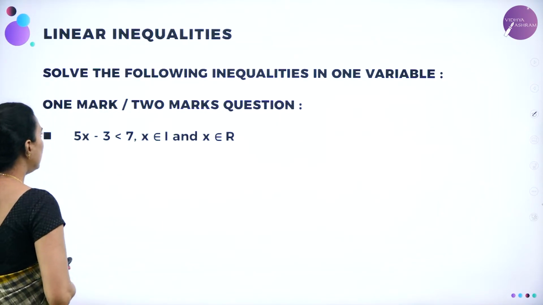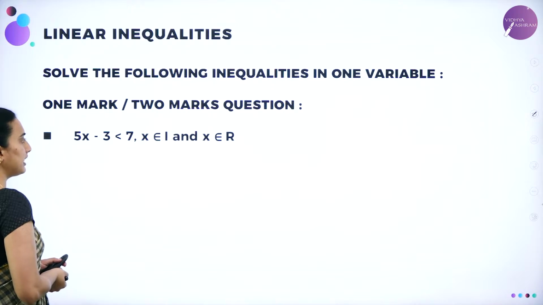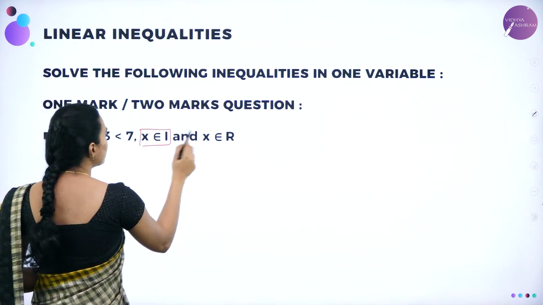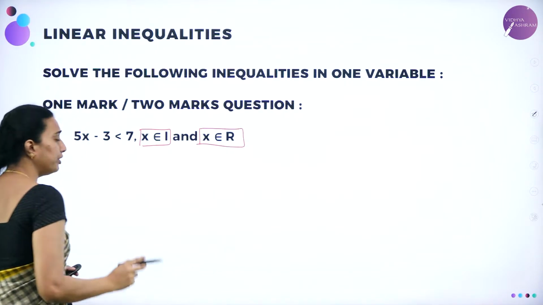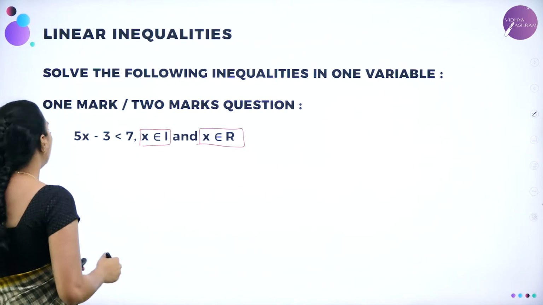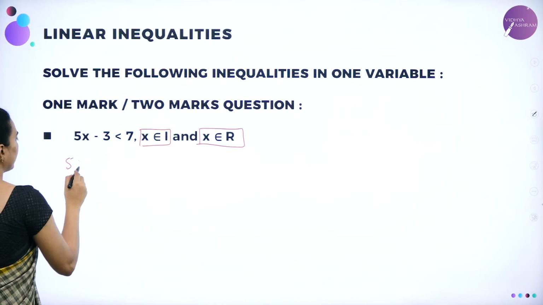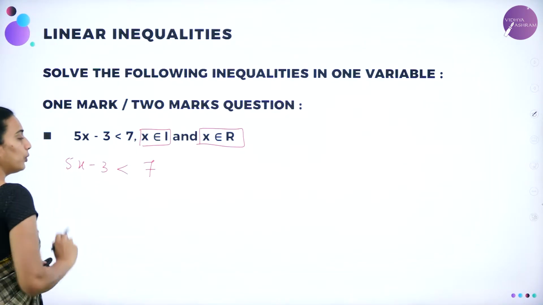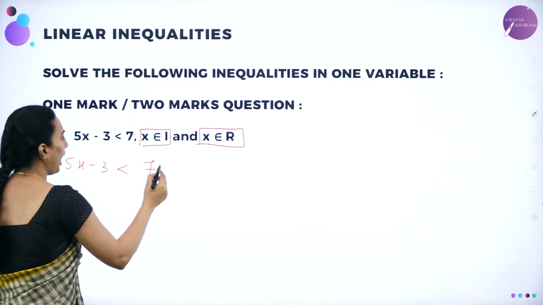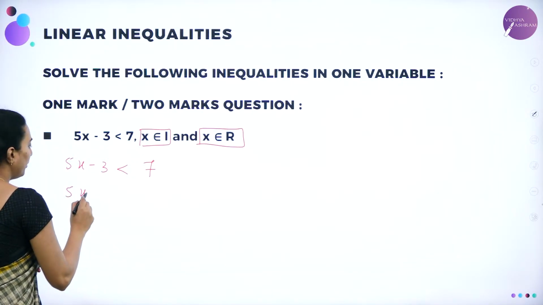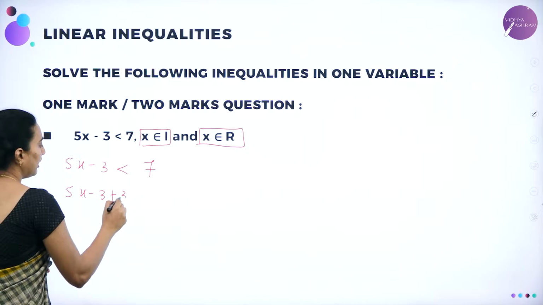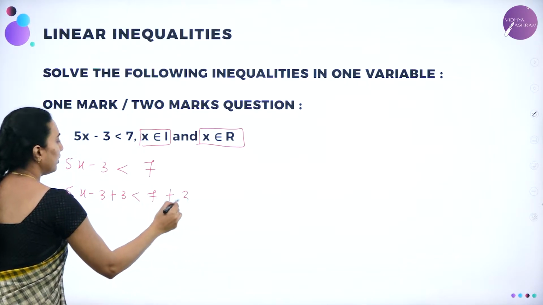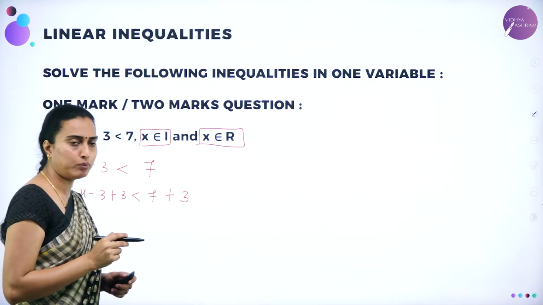Dears, what they have asked: 5x minus 3 is lesser than 7, where x belongs to I and x belongs to R. Now you need to find the solution set here. Let us take 5x minus 3 is lesser than 7. I want only 5x here, so I am going to add plus 3 on both sides, because I want to cancel this minus 3. If I want to cancel, I should add plus 3 on both sides.